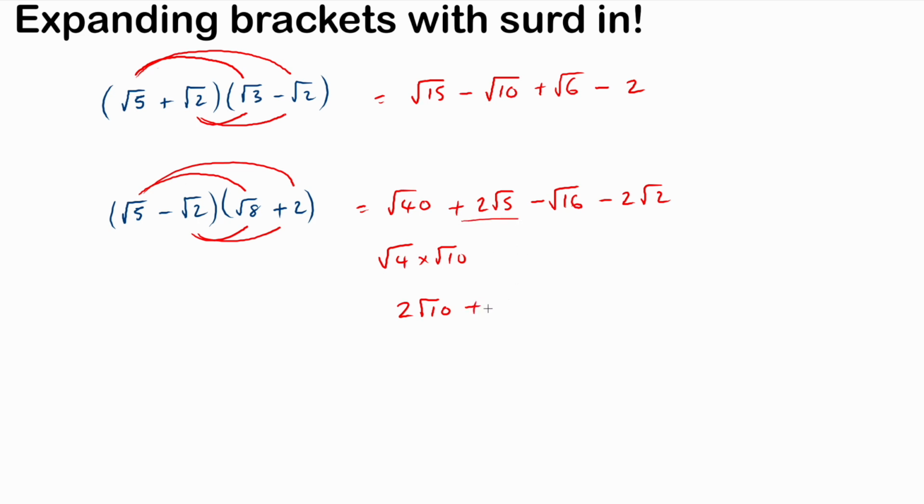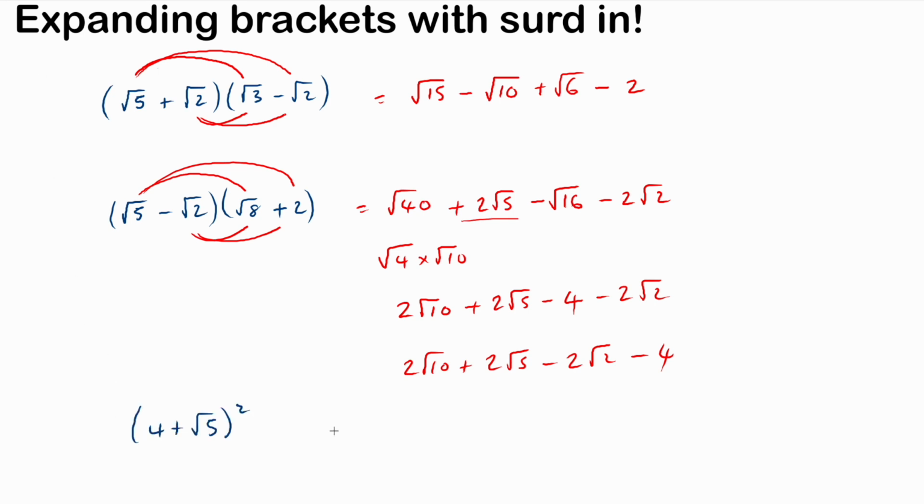That remains. So that is just plus 2 root 5 minus the square root of 16 is 4 minus 2 root 2. All we do now is just simplify this, so we end up with the 4 at the end really. So you've got 2 root 10 plus 2 root 5 minus 2 root 2 minus 4. And finally, the last thing to note is if you get a question like this, all that means is 4 plus root 5 multiplied by 4 plus root 5.